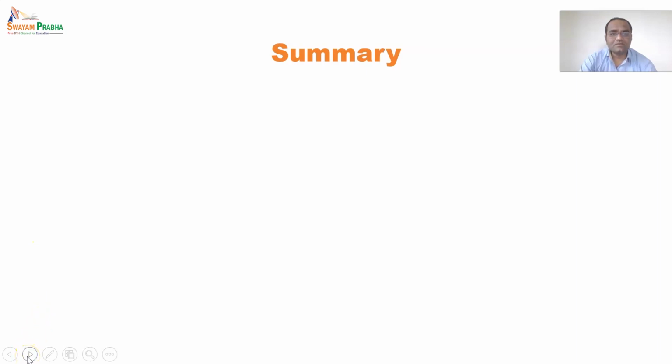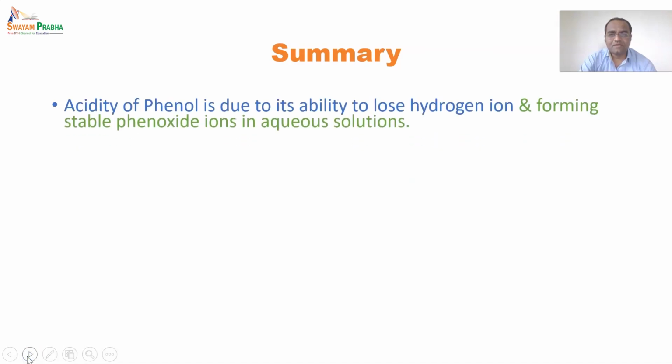Now we'll see a summary of today's session. We started with phenol, introduction to phenol and acidity of phenol. As per Arrhenius theory, phenol has an ability to lose a hydrogen, or it can donate a hydrogen, and after that it forms a stable phenoxide ion in an aqueous solution. That is why phenols are acidic in nature.